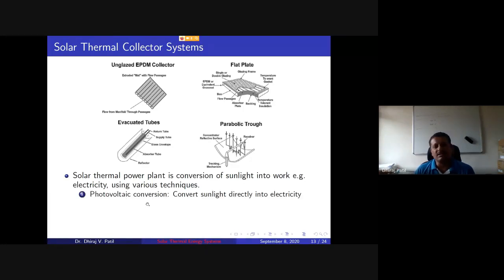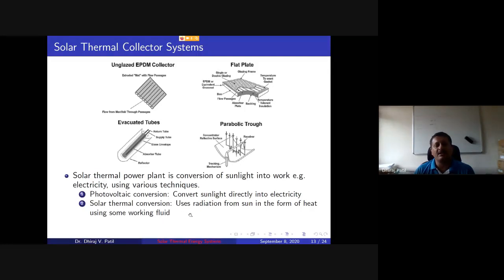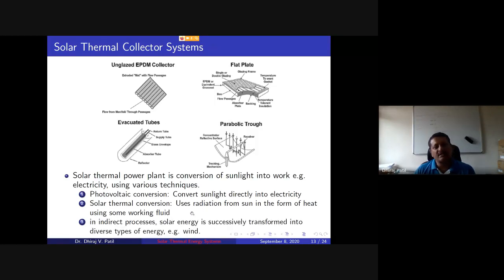You can harness this solar energy by using photovoltaic conversion, that is, directly converting the sunlight into electricity, or by using solar thermal conversion, where you convert the solar radiation into heat using some working fluid. These are called direct conversion. So directly you can convert your solar energy in this form or that form.